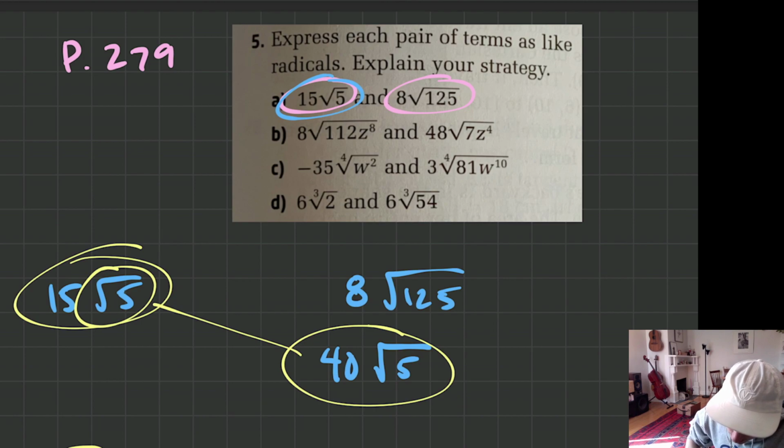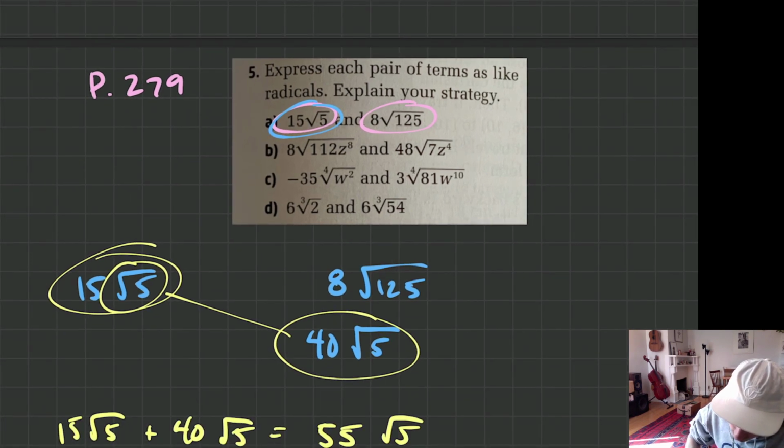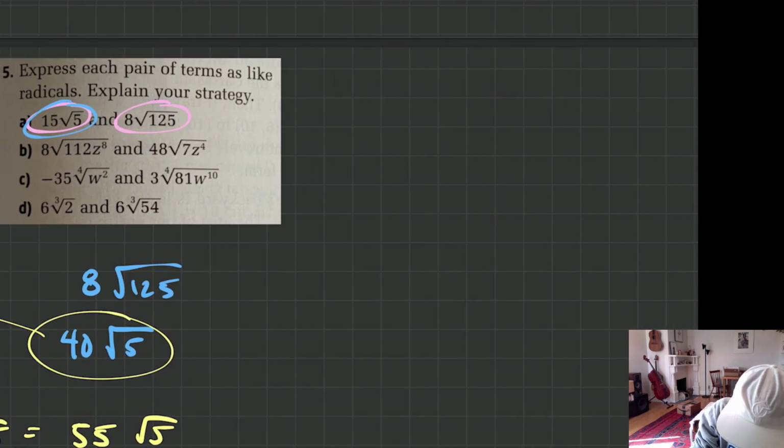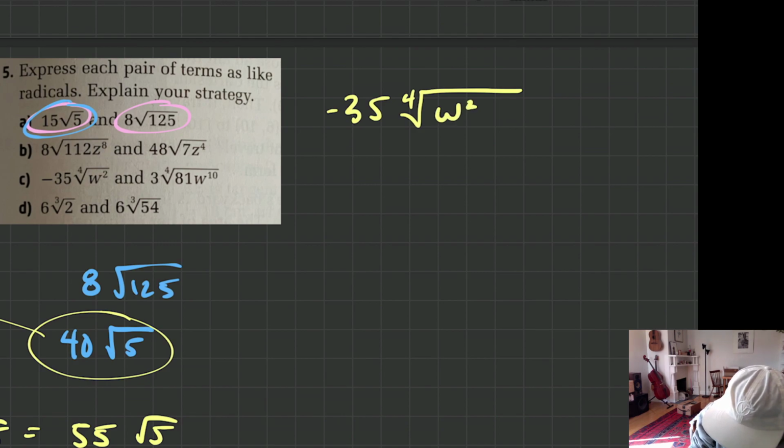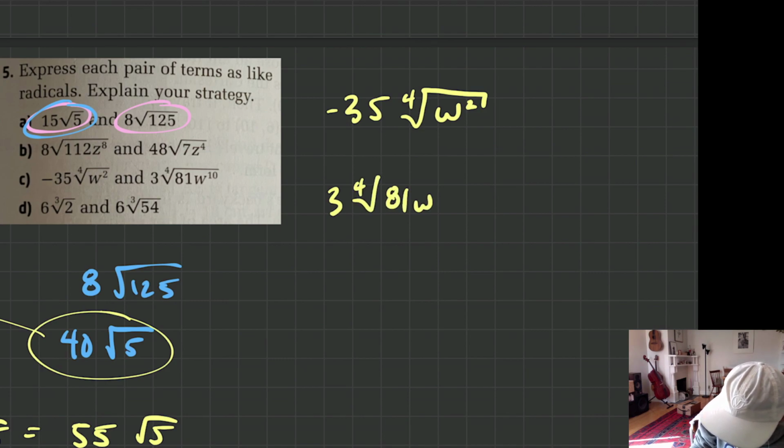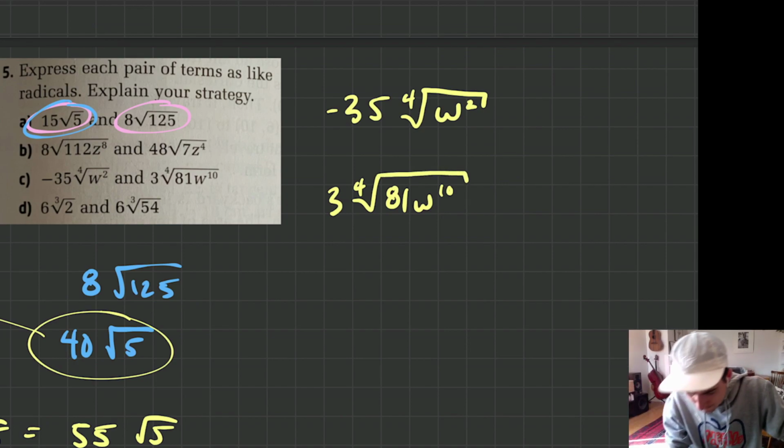Let's do part C, and then I'll leave B and D to you guys. So part C I'll do over here. I've got negative 35 times the 4th root of w squared. Ooh, scary 4th root. I guess I don't need the radical to be that big. Okay. And so that's one of them. The other one is 3 times the 4th root of 81w to the 10. Whew. 4th roots, isn't that spooky looking?